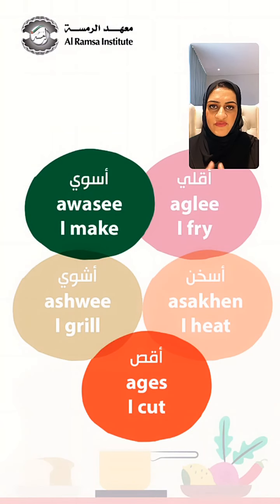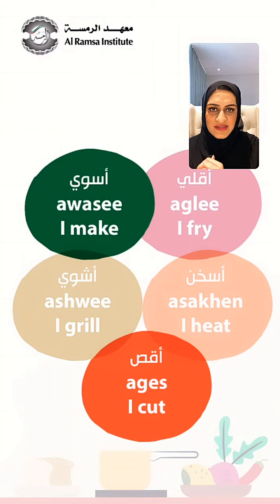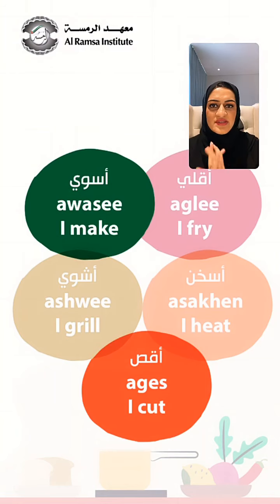Tamam. So now more verbs related to cooking. So ugly, it means I fry. When you fry potato, مثلا أقلي البطاط, أقلي البيض, أقلي الفلافل. تمام? Now the verb أسوي means I make. I know that a lot of you also know the word I cook, أطبخ. We use أطبخ maybe 40%, but 60% we use the word أسوي.